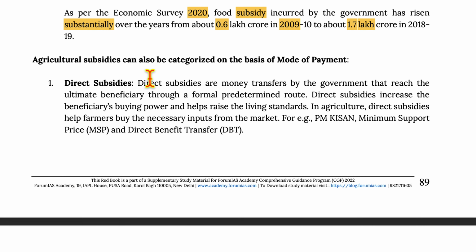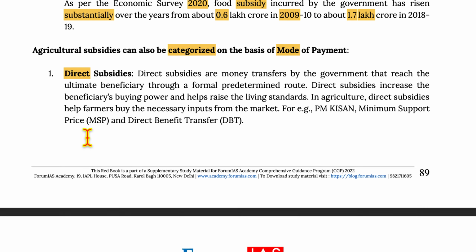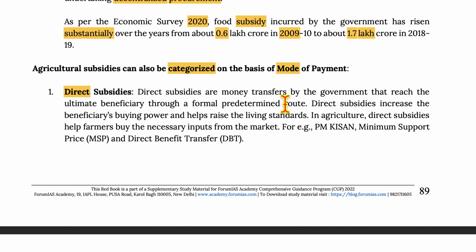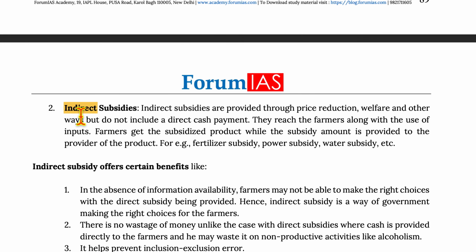Now, agricultural subsidies can also be categorized on the basis of mode of payment. They can be direct subsidy or indirect subsidy. Now, direct subsidies are money transfers by the government that reach the ultimate beneficiary through a formal predetermined route. Direct subsidies increase the beneficiary's buying power and help raise the living standards. In agriculture, direct subsidies help farmers buy necessary inputs from market, for example PM Kisan, minimum support price, and DBT, that is direct benefit transfer.